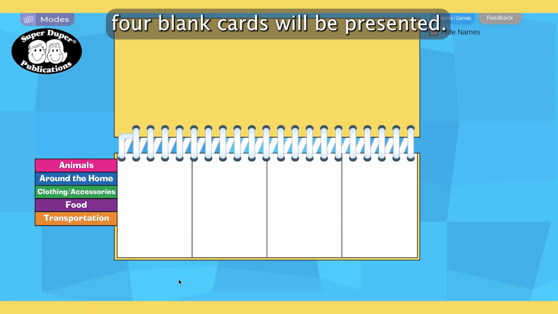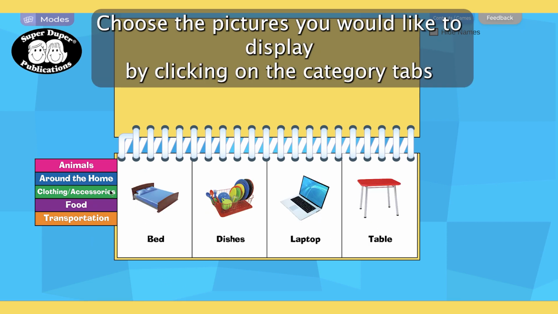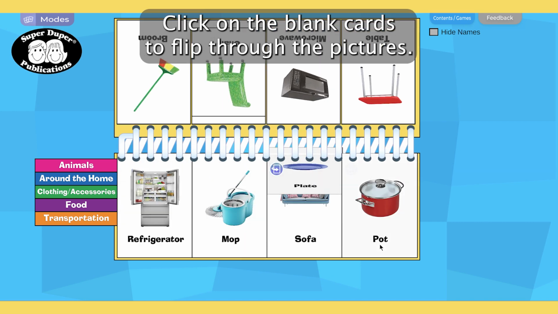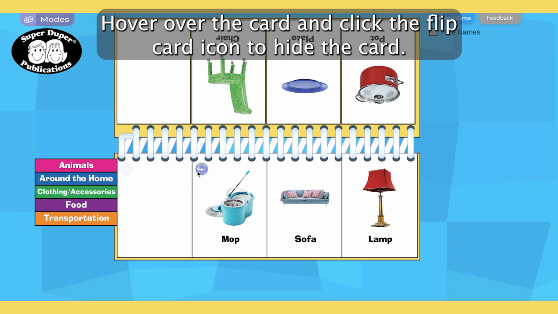In Freestyle mode, 4 blank cards will be presented. Choose the pictures you would like to display by clicking on the category tabs next to the book. Click on the blank cards to flip through the pictures. Hover over the card and click the flip card icon to hide the card.